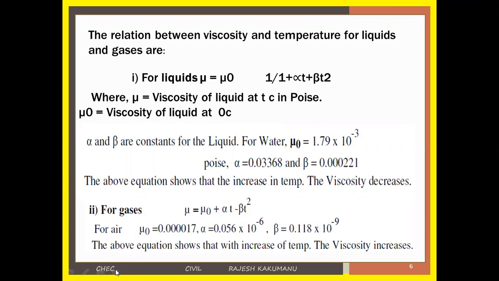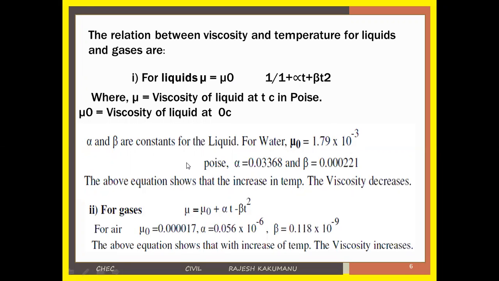So the relation between the viscosity and temperature for fluids and gases. Generally, for liquids you are having one type of relation with temperature, and for gases we are having another type of relation with temperature. If you see for liquids, mu is equal to mu naught divided by 1 plus alpha theta plus beta theta squared. Here mu is the viscosity of the liquid at temperature theta, whereas mu naught is the viscosity of the fluid at 0 degrees.